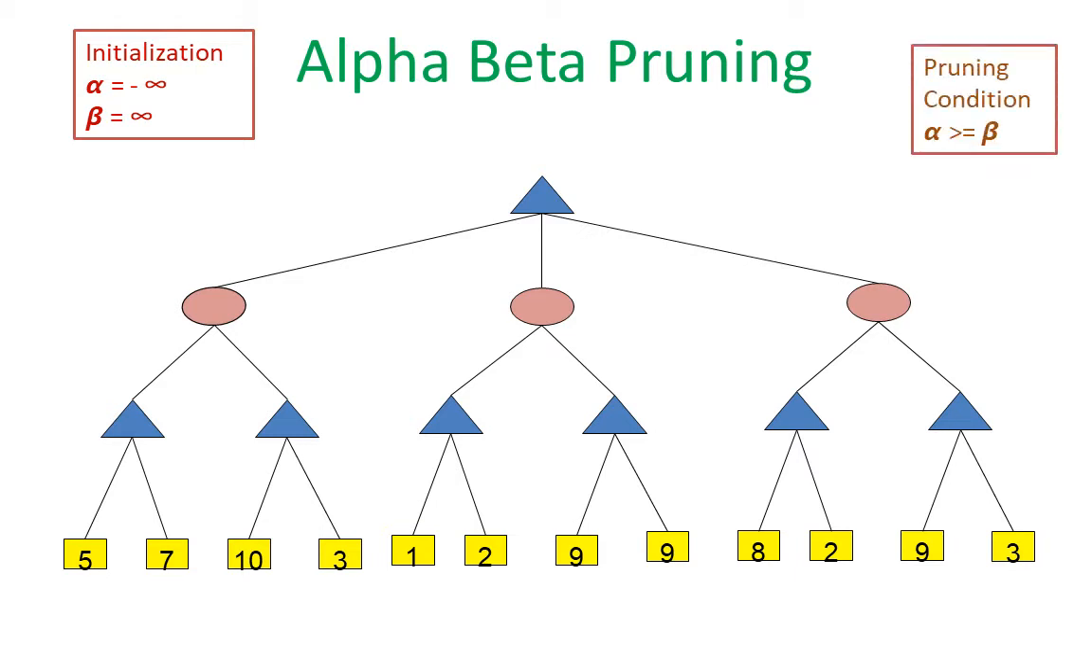The next is the pruning condition, when we have to stop or cut the branches. Here when alpha is greater than or equal to beta, if this condition is met, we need to stop the searching in that particular subtree. So this is the pruning condition, and we have to assign max player, min player and max player alternately. We need to assign in an alternate way.